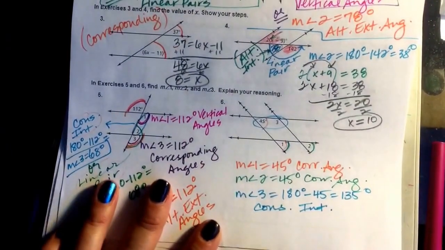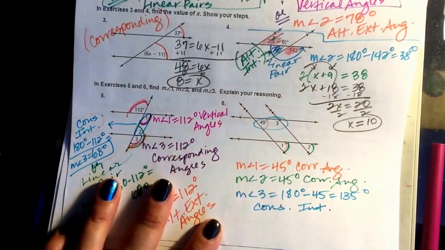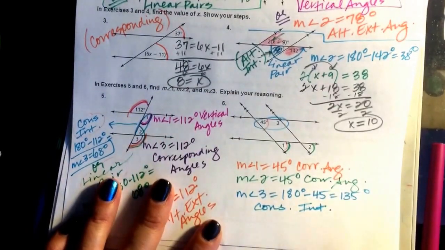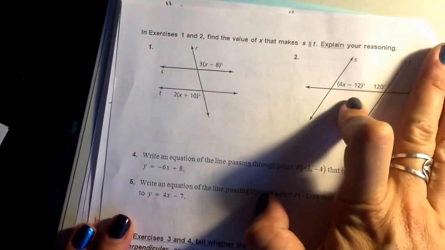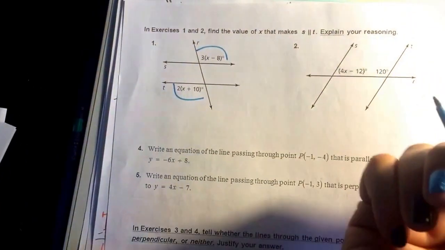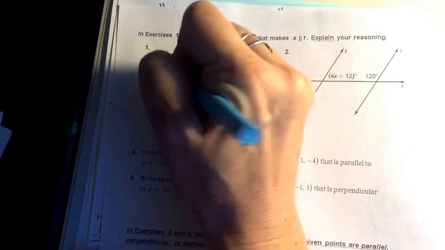So for the justifications, I'm going to ask you for vocabulary. Explain your reasoning, give me vocabulary. My directions are clear about that on the exam as well. Second page of chapter 3, alternate exterior angles is what I'm seeing. Alternate exterior angles are congruent. Explain your reasoning. Alternate exterior angles are congruent.